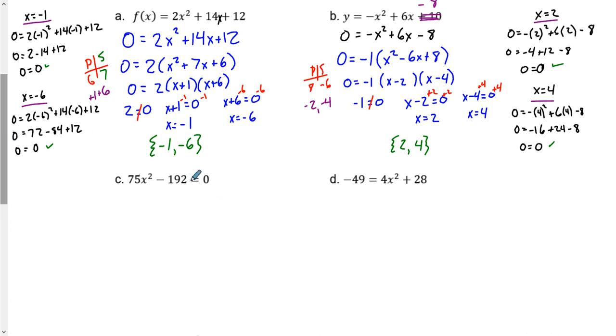Now you'll notice that it already equals 0, so we're actually kind of set. First thing that we need to do, though, is look at our greatest common factor. By divisibility rules, we can factor 3 out of each of these. Factor 3 out of 75x squared, we would have 25x squared. Factor 3 out of 192, we get 64.